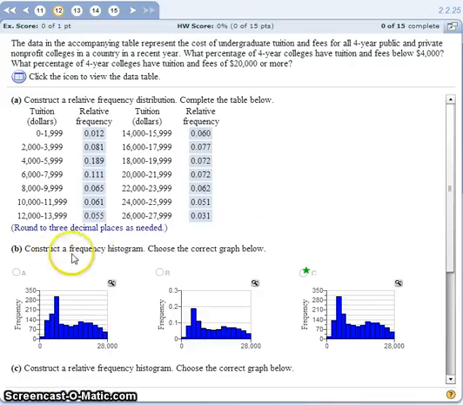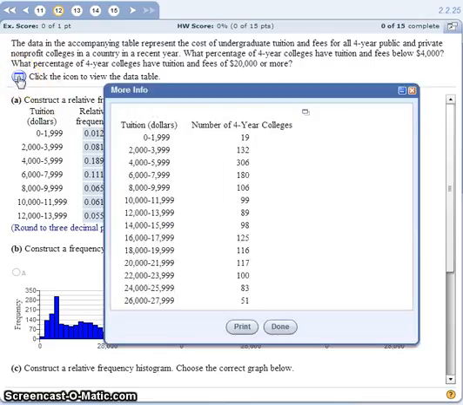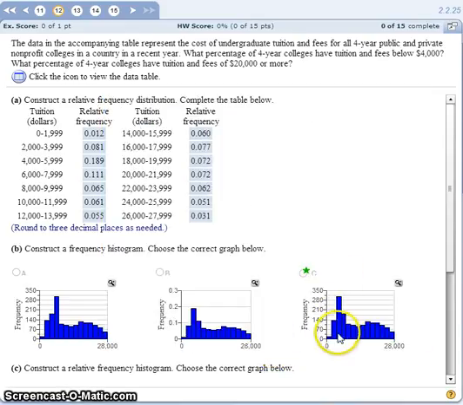Now in part B, we're looking for a frequency histogram. So pay attention that you're actually trying to graph the frequency, which is these actual numbers from the table. And a quick way to spot the correct graph is that the third value, so the third bar of the graph, should be the highest. And it's highest by quite a bit. So C would be correct. A is wrong because it's the 4th bar that's the highest, and B is actually a relative frequency histogram.